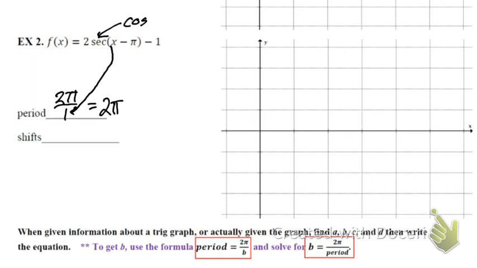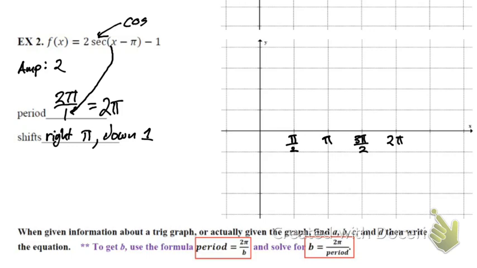It is going to shift right pi units, and it's also going to shift down 1 unit. And I'm going to put a little note in there that says amplitude is 2. All right, let's do our period. The period is 2 pi. 2 pi is something we dealt with a lot. 1, 2, 3, 4. 2 pi. We'd have pi over 2, and we'd have 3 pi over 2.